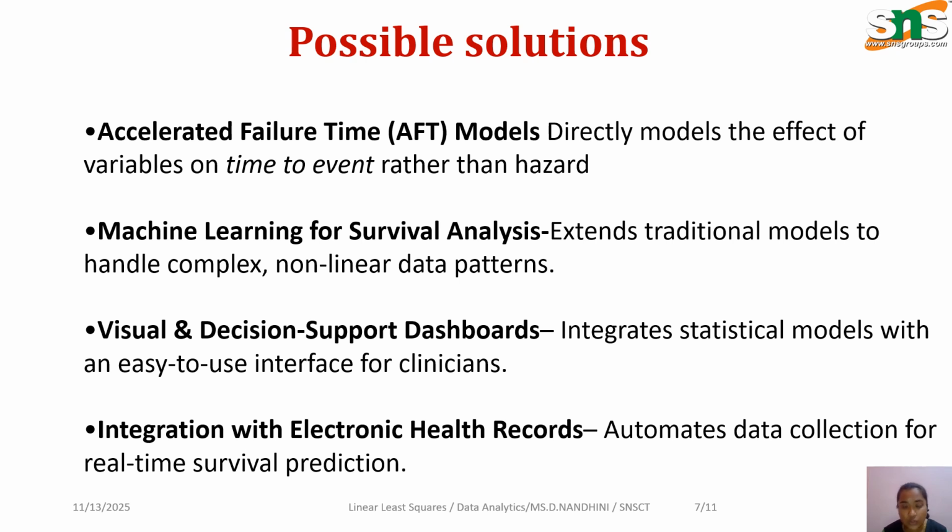Next one is the possible solution. We have some possible solutions. First one is accelerated failure time. It says what the hazards are and how much time it takes for this model. Second one is machine learning for survival analysis. That means this model tells us how complex it is and what data patterns we should follow. Third one is visual and decision support dashboards. That means how these models can be easily interacted with by clinics or others. Next one is integration with electronic health records. That means automatic data and real-time survival predictions, how it is done.